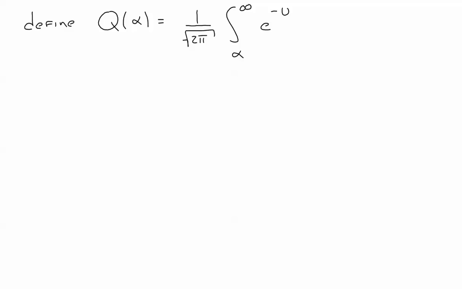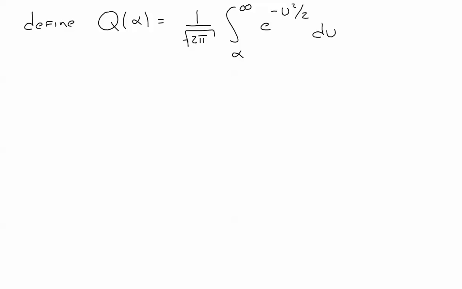I'm going to define a function called a Q function. Q of alpha is 1 over square root of 2 pi, integral from alpha to infinity, e to the minus u squared over 2 du. This is a function. The Q function is something you'll encounter quite often in the electrical engineering world. It seems to be more or less unique to the electrical engineering world. It's not something I typically run into when I'm studying mathematics books that are just for mathematicians. I see it a lot in engineering textbooks when we're talking about the Gaussian function.